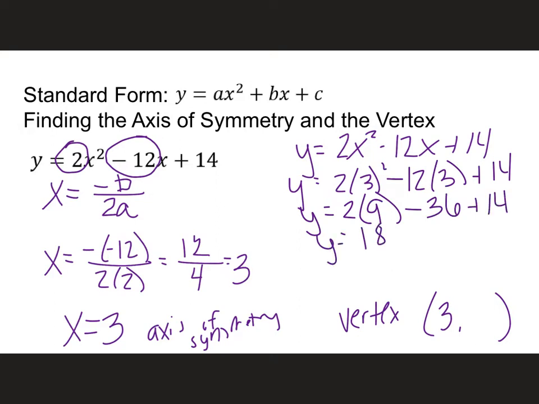Continuing to simplify would be 18 minus 36 plus 14. Negative 18 plus 14. That makes y negative 4. So this equation has a vertex at 3, negative 4, and an axis of symmetry at x equals 3.